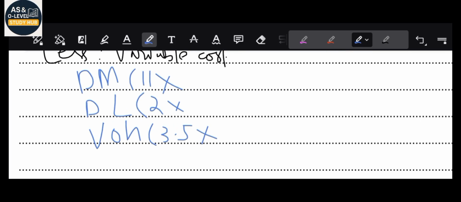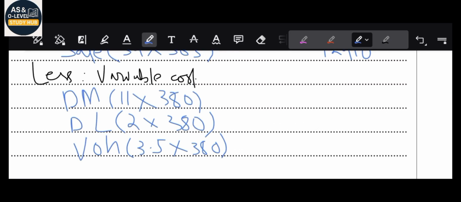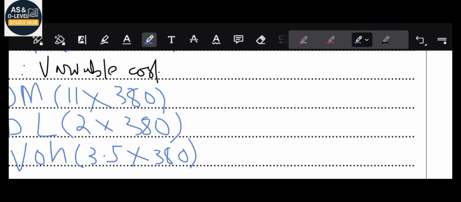So the total production units, 380, will be multiplied with this. Now write their final values. 11 into 380 is 4180, and 2 into 380 is 760. Then we will write our VOH: 380 into 3.5 is 1330.